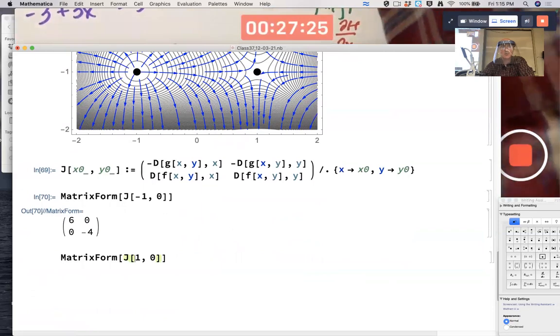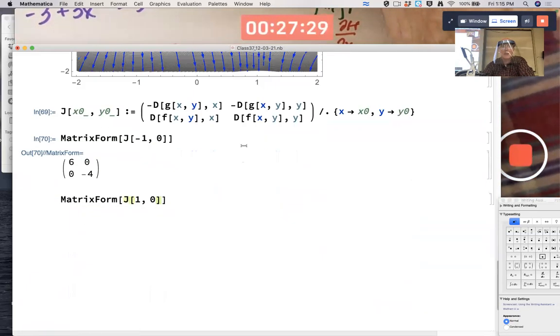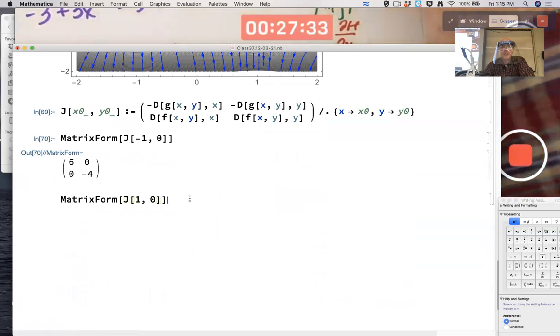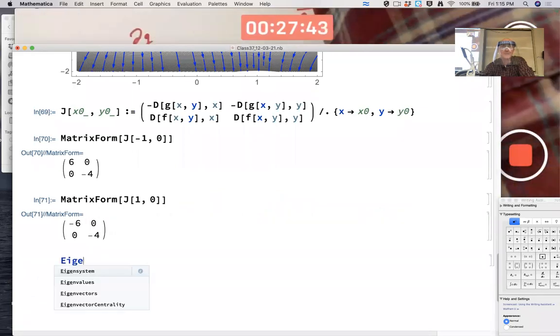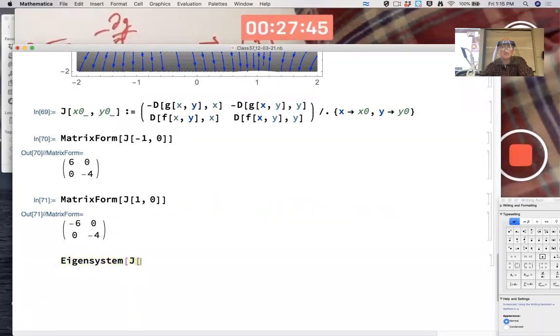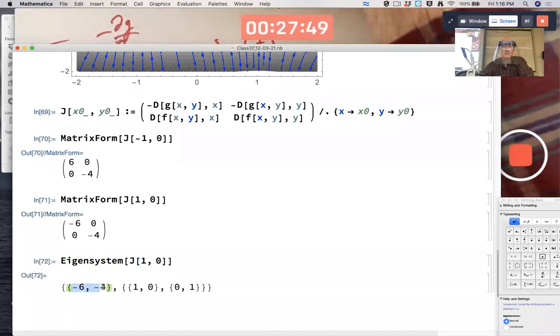This one's supposed to be a source. We should get, no, that's a sink, excuse me, right here. So the eigenvalues should both be negative. The determinant should be positive and the trace should be negative for a sink. Trace is negative, -10, determinant's positive 24. The eigensystem here has two negative eigenvalues. The corresponding eigenvectors are horizontal and vertical.